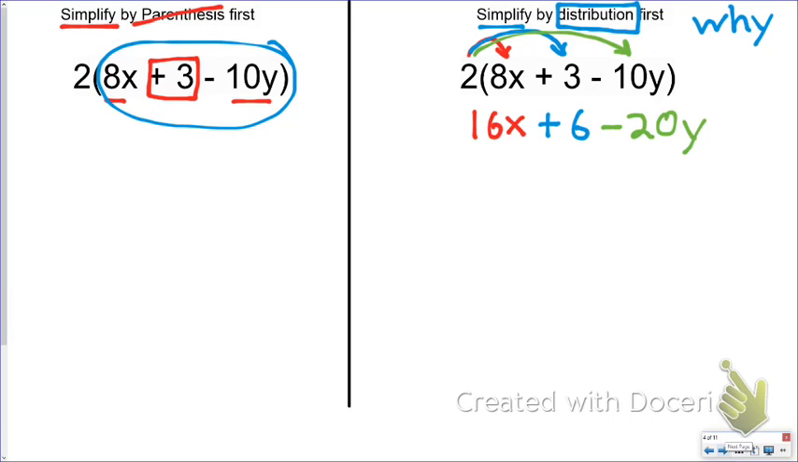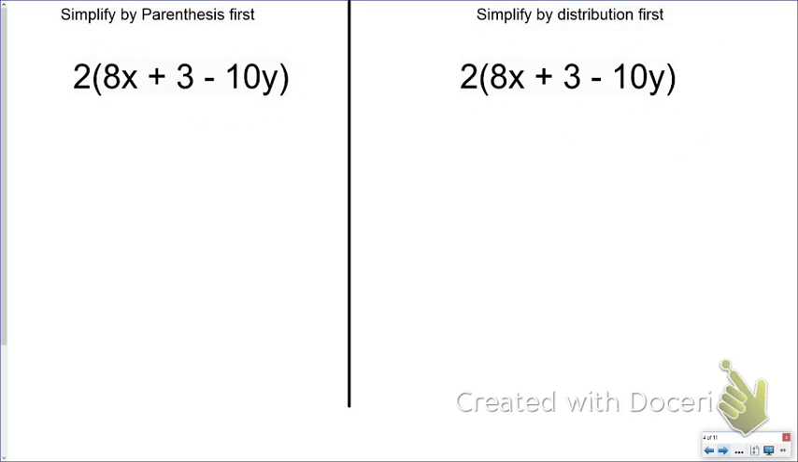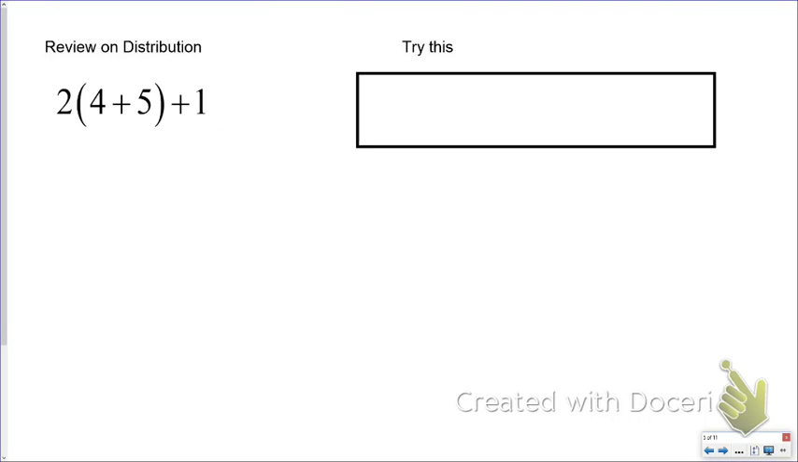Now I've gone through these examples simply to show you why we use distribution and how distribution works. It's now your turn to start practicing this. Okay, I will show you a review and then you will try one on your own. This is just with numbers so far, so we'll just practice this. 2 times 4 is 8. 2 times 5 is 10. So notice I put a positive 8 and a positive 10 down there.